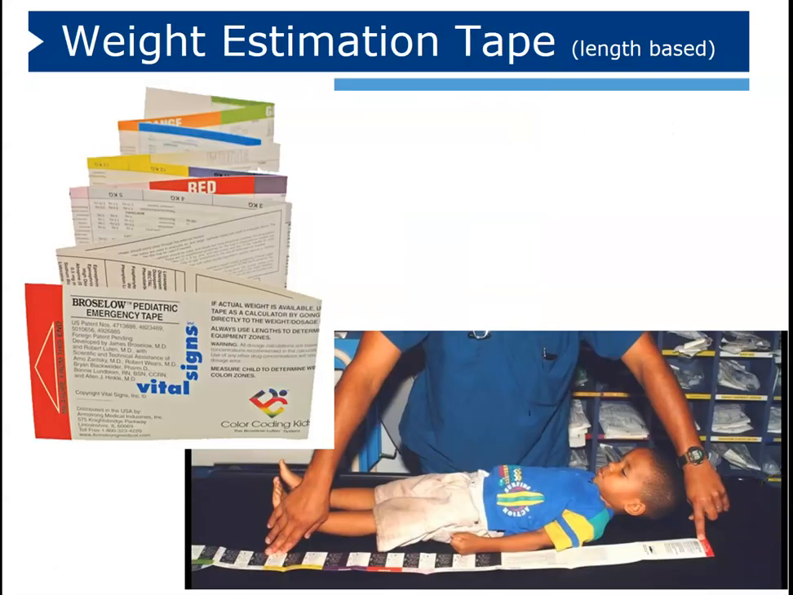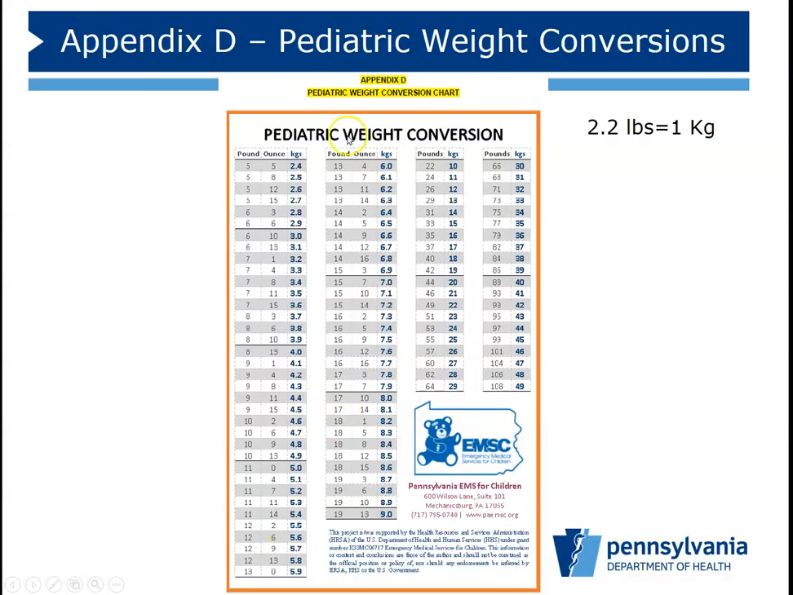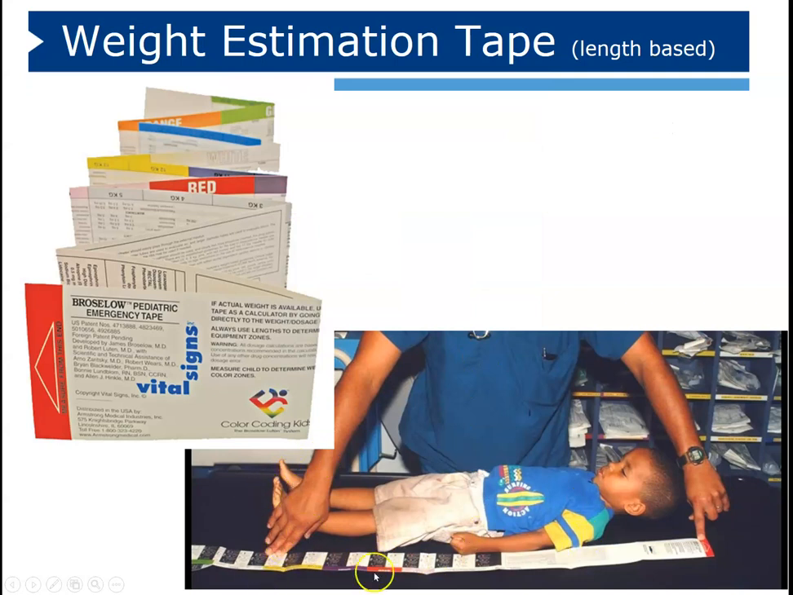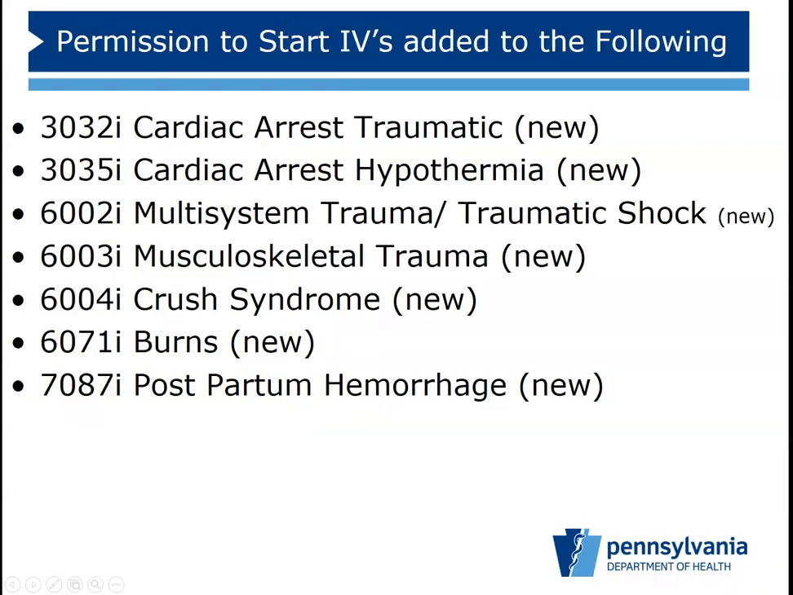Another way that we can estimate the weight of a child is with weight estimation tapes. This one in particular is called a Broselow tape, where we take the tape and lay it next to our child, putting the red side closest to the crown of the child's head and going to the plantar portion of the soles of their feet. At that point, they will fall into a range. That range usually will coincide with any of these drugs as well, as you will find them listed there. That is a good way to estimate a child's overall weight.